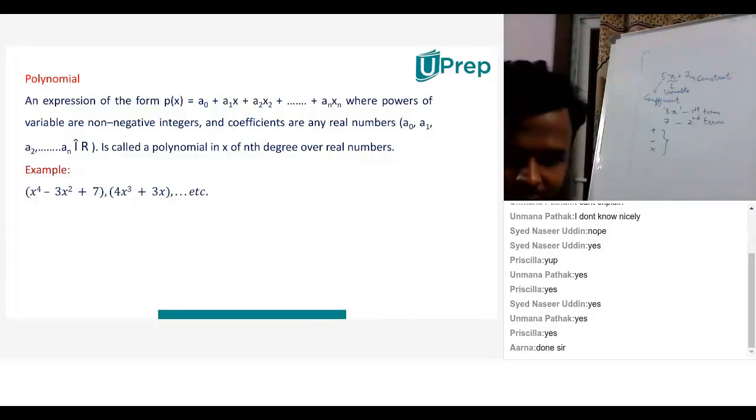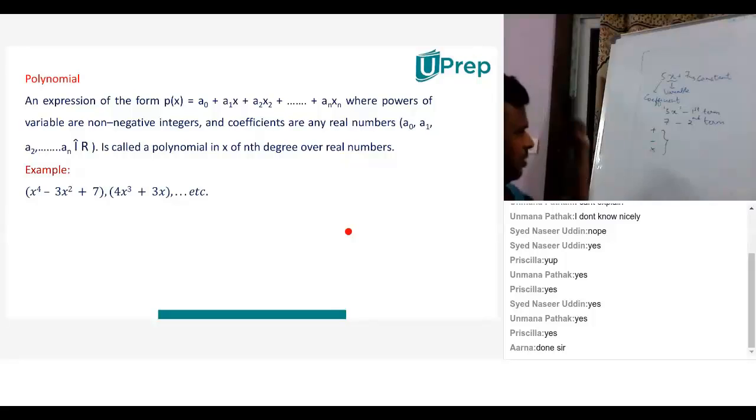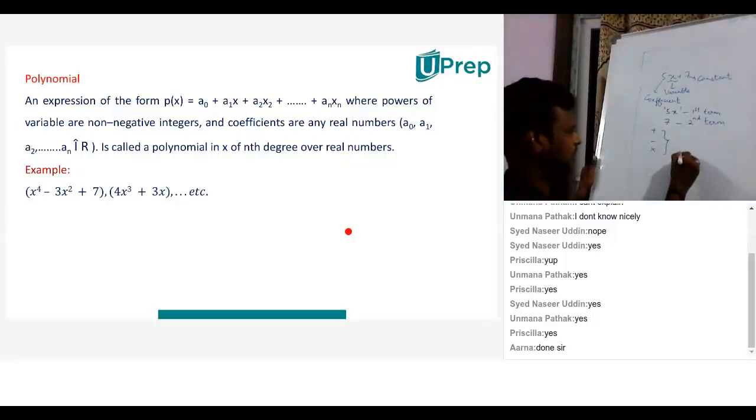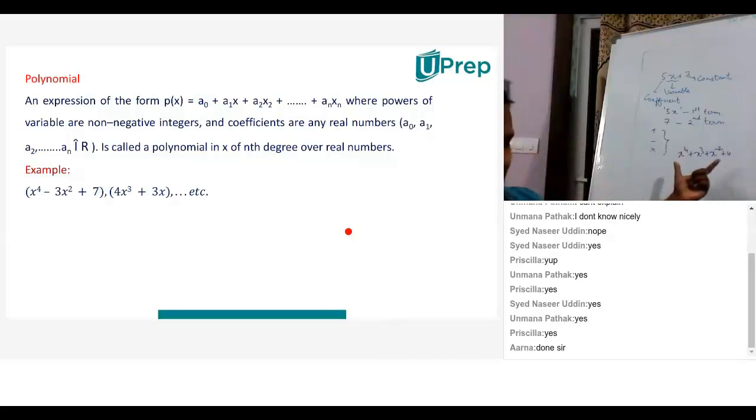Children, please observe the board. I want to explain something here. Suppose I have an algebraic expression like this. Can I call this a polynomial? Please type in a yes or no.